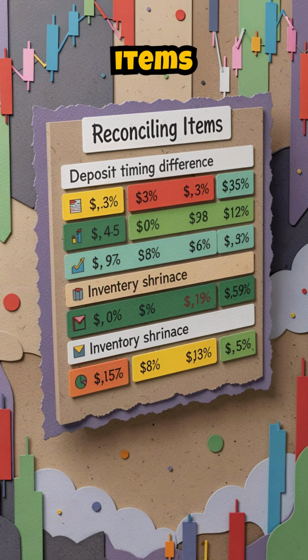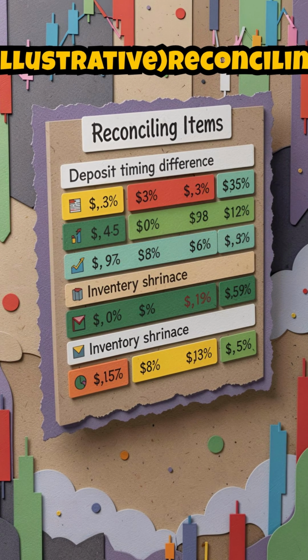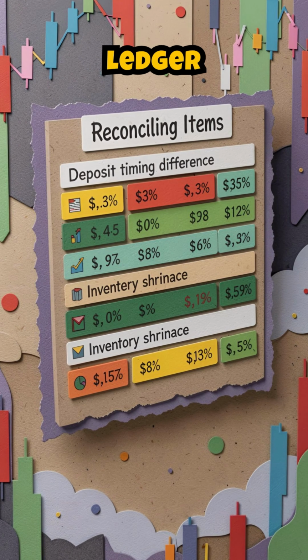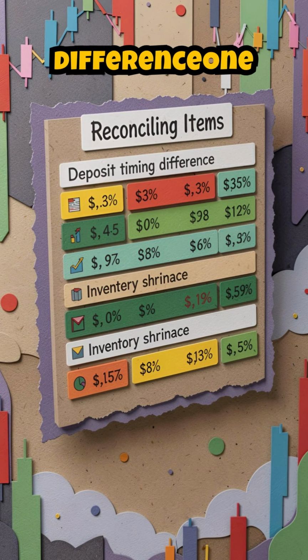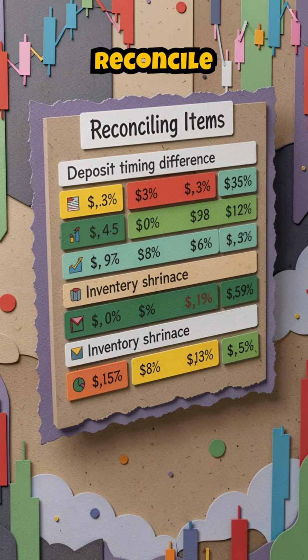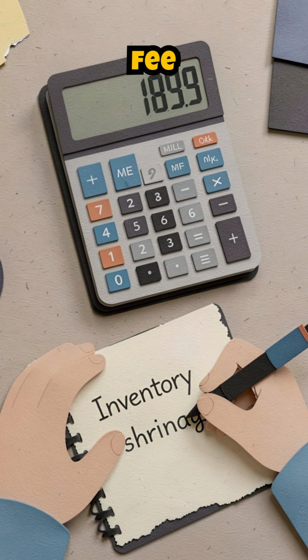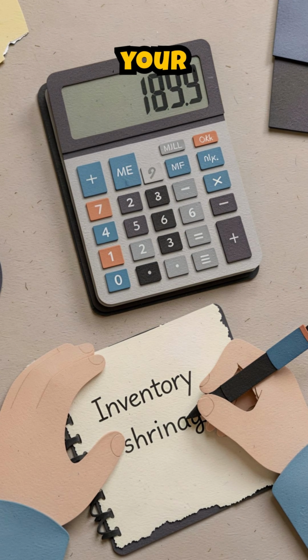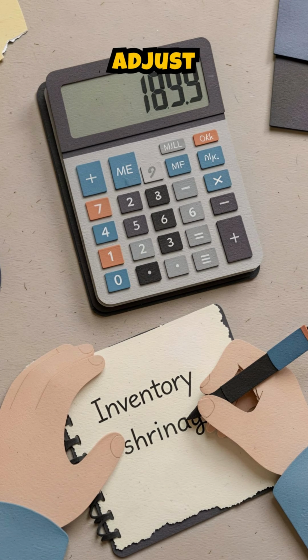Typical reconciling items table, illustrative. Reconciling item: deposit timing difference. Why it happens: one payout covers multiple settlement windows. Suggested ledger action: use a clearing account. Reconcile per settlement and clear next period. Missing fee line: a late applied fee posts after your report cutoff. Record an accrual or adjust in the next period with a note.